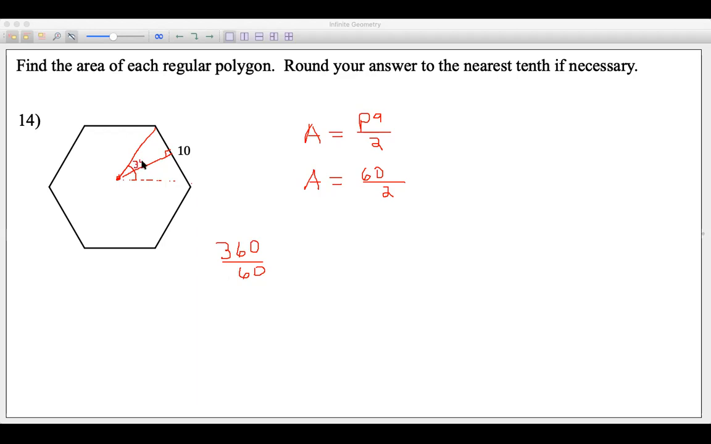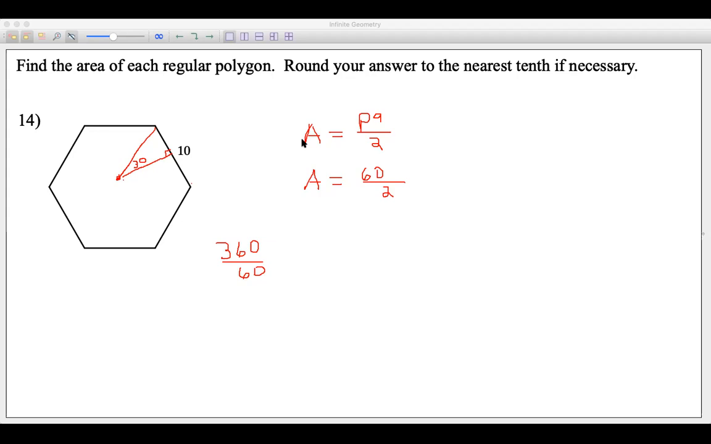Now this one is a special right triangle, but don't panic. We don't have to use special right triangles. We can still use trig. I'm gonna erase this one. Okay. Everybody okay with that step? That's the first step always. It's going to be 360 divided by how many sides, then take half of it.